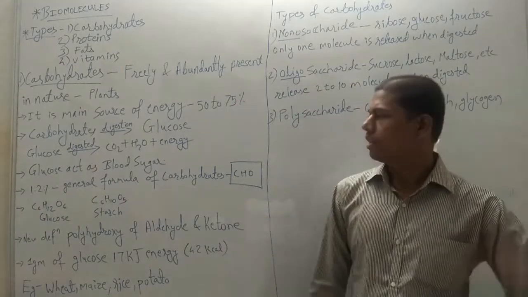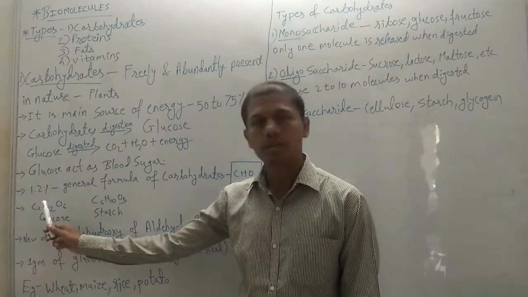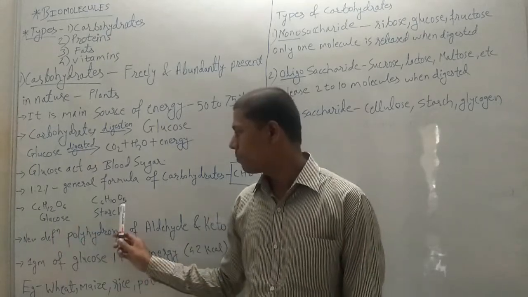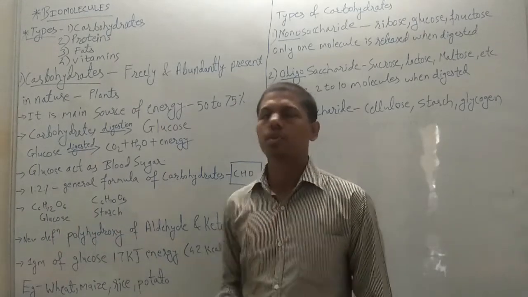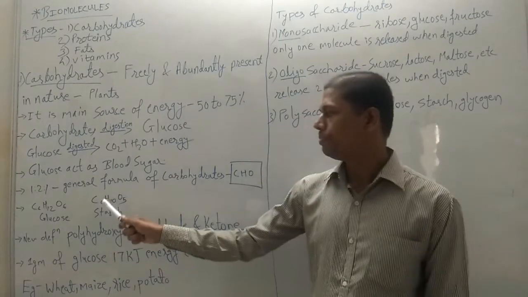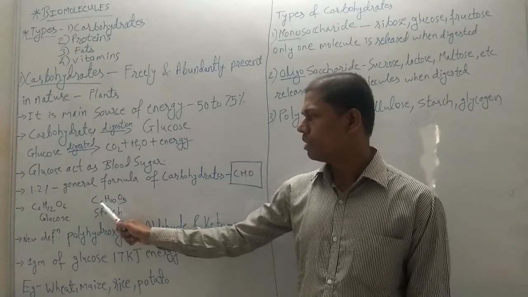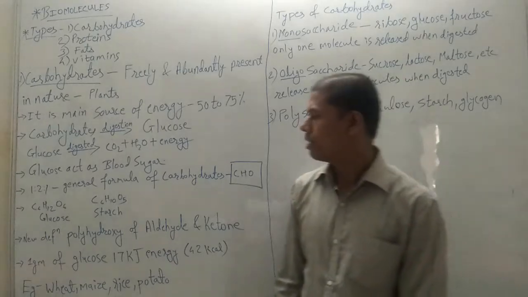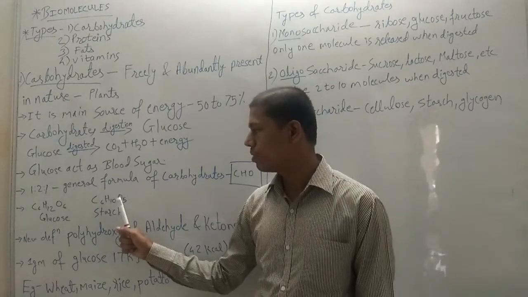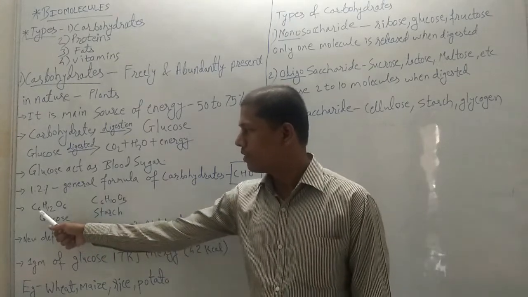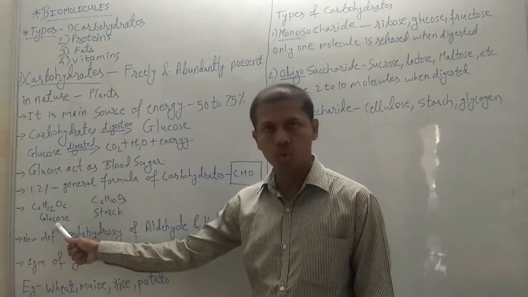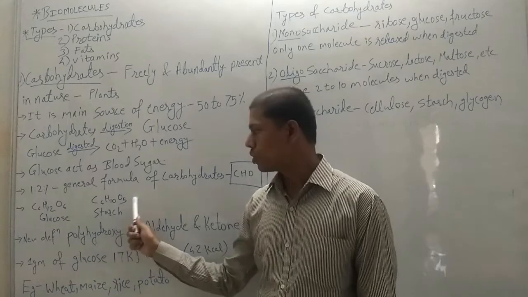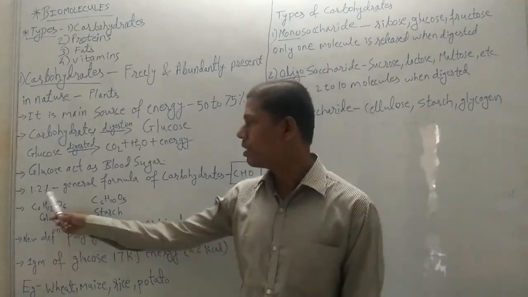The formula for glucose according to this ratio is C6H12O6, and there is one exception, which is starch, which has a different general formula, C6H10O5. So this is the difference: C6H12O6 for glucose, C6H10O5 for starch. So starch acts as an exception for this ratio.